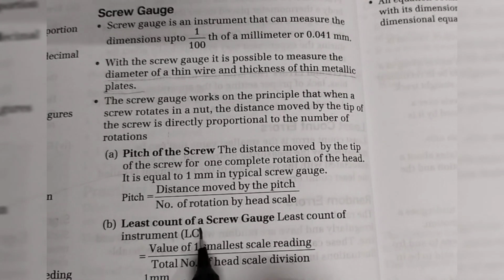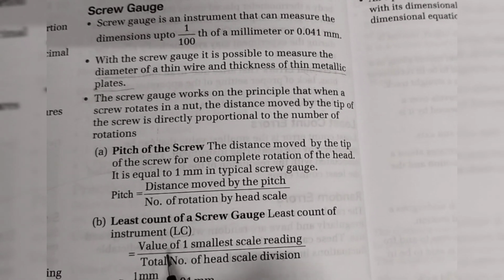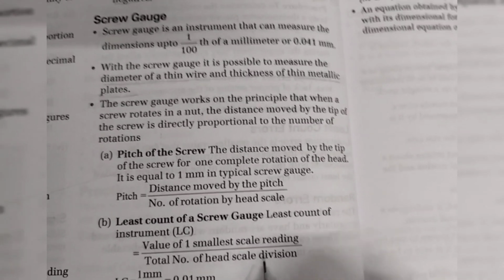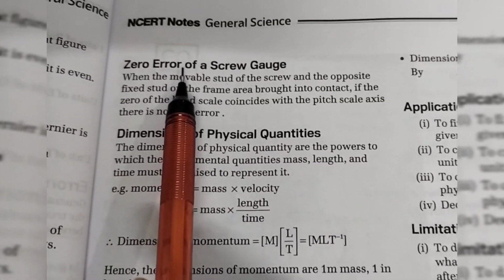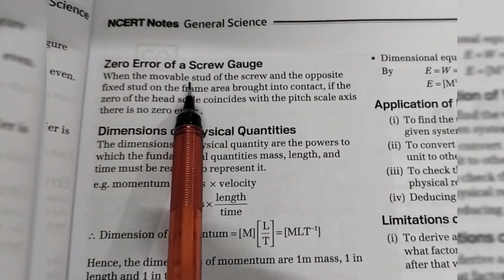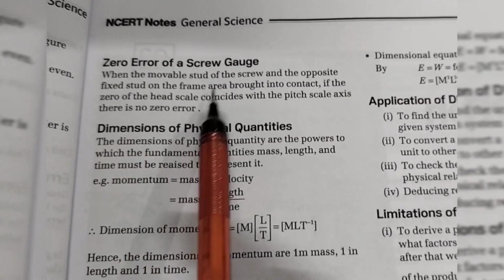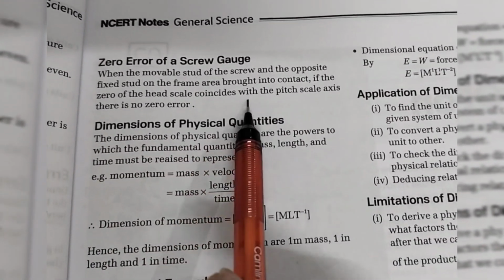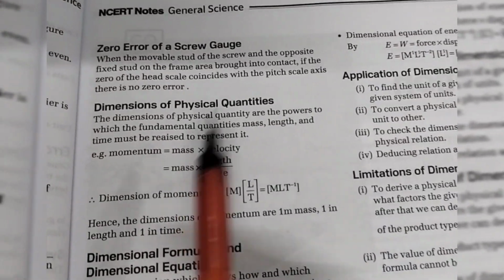Next is the least count of the screw gauge. Least count of the screw gauge, which is represented by LC, is the value of one smallest scale reading upon the total number of head scale divisions. Next is the zero error of a screw gauge. When the movable stud of the screw and the opposite stud on the frame are brought into contact, if the zero of the head coincides with the pitch scale axis, there is no zero error.